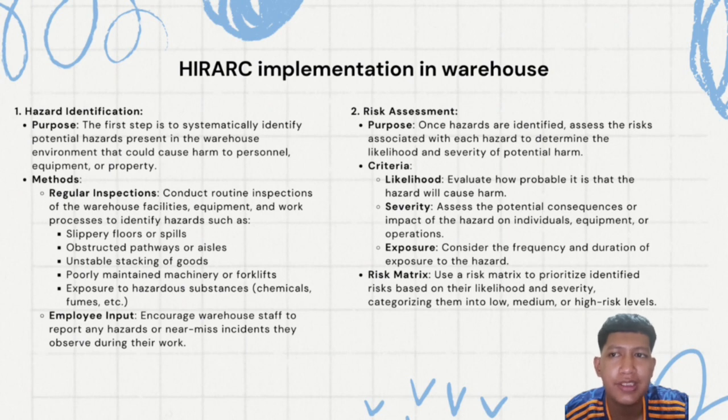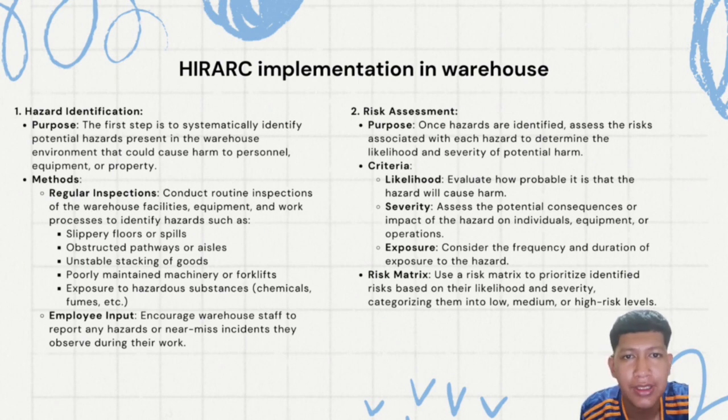Conduct routine inspection of the warehouse facility, equipment, and work processes to identify hazards such as slippery floors or spills, obstructed pathways or aisles, unstable stacking of goods, poorly maintained machinery or forklifts, exposure to hazardous substances such as chemicals and fumes. Employee input: encourage warehouse staff to report any hazard or near-miss incident they observe during their work.